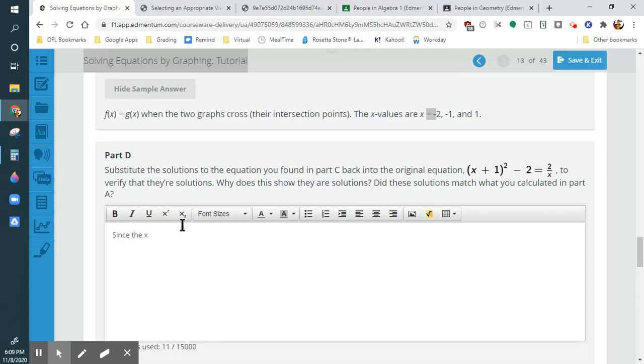The x's make the equation true, that means that the solutions work. The solutions are where the graphs meet.